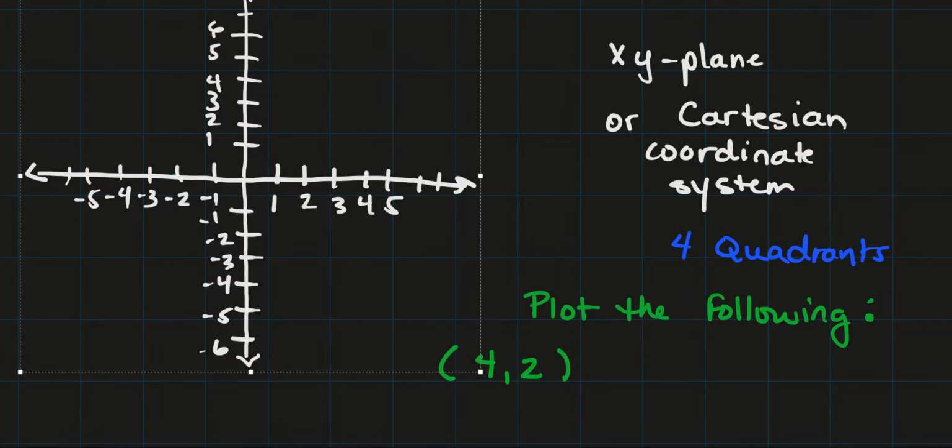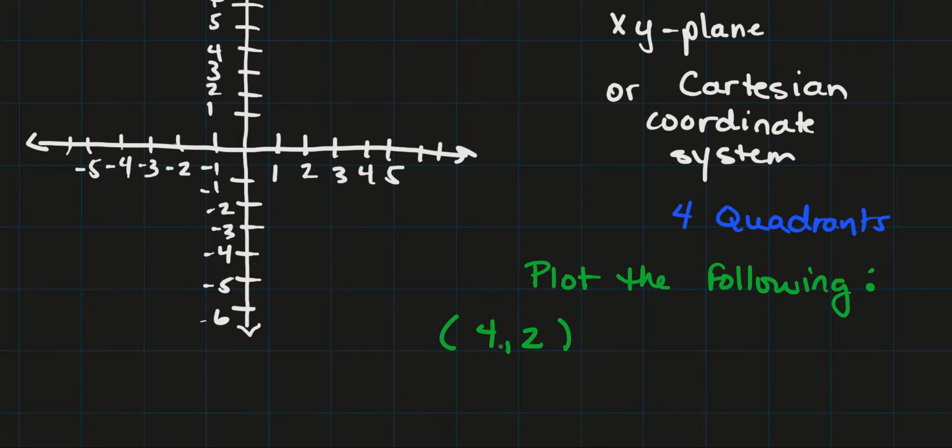Okay, that looks pretty good. Now, this number here, this first number, you see I put parentheses 4, 2. This is called your x coordinate. And this number 2 is called your y coordinate.